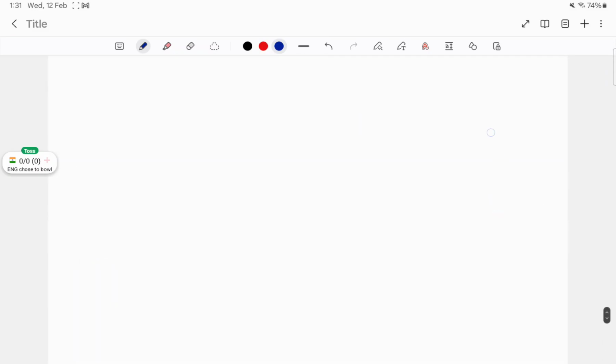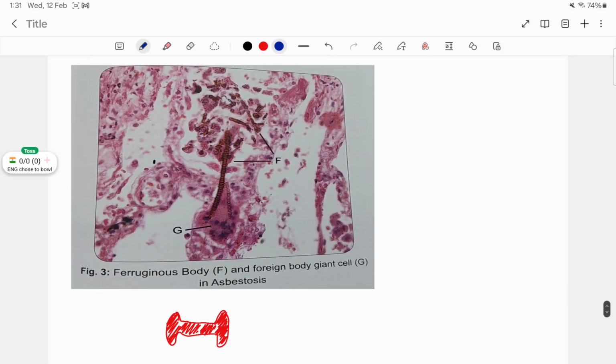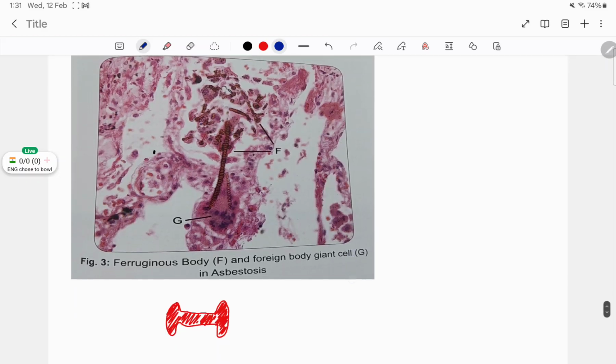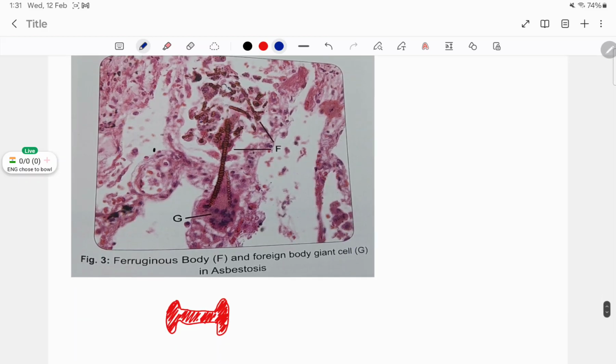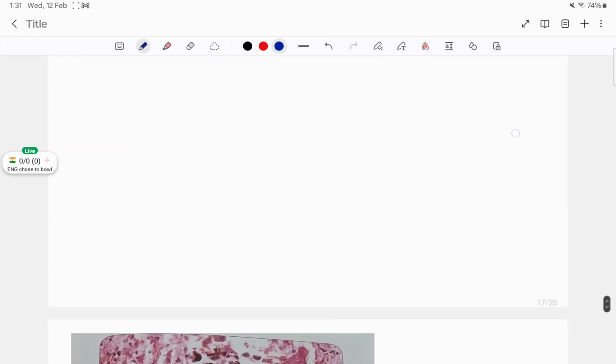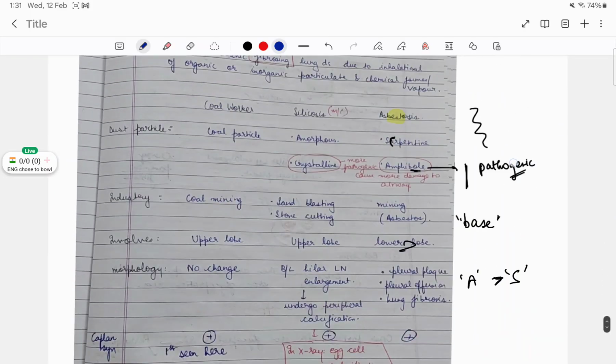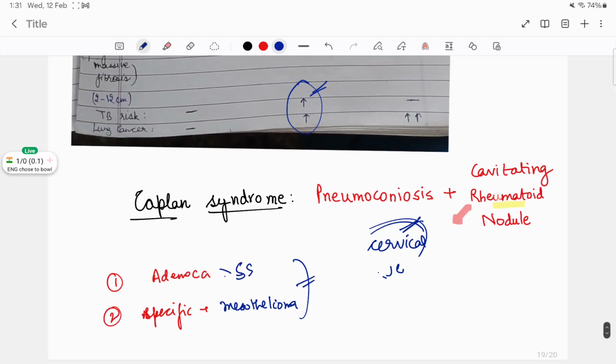Now one more important point. What is this interstitial fibrosis? In interstitial fibrosis, you can see some asbestos bodies. What are these? These are iron containing material which is coating the asbestos fiber. So it will look like this. And also you can see it looks like a dumbbell shape. As iron is more strong, it will look like a dumbbell shape. And a ferruginous body. This is also very important. So these are important points about asbestosis. And Caplan syndrome I have also explained.